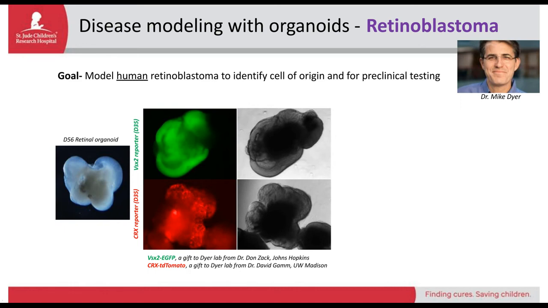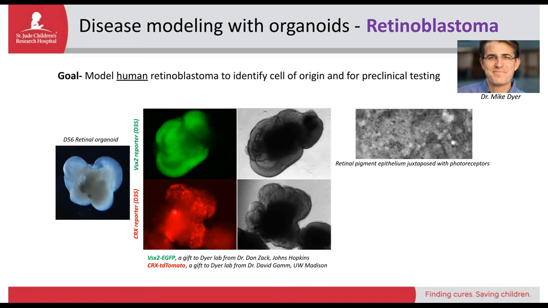whereby we could differentiate iPSCs from 15 different individuals efficiently into retinal organoids with a good yield and a decent morphology. We also saw that our retinal organoids are functional. So we've seen retinal pigment epithelial cells juxtaposed with photoreceptors, which basically suggests the formation of a functional photoreceptor signaling.